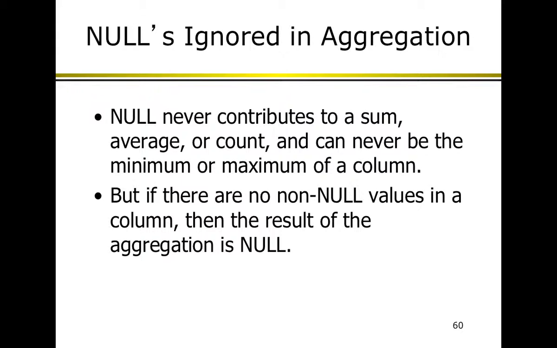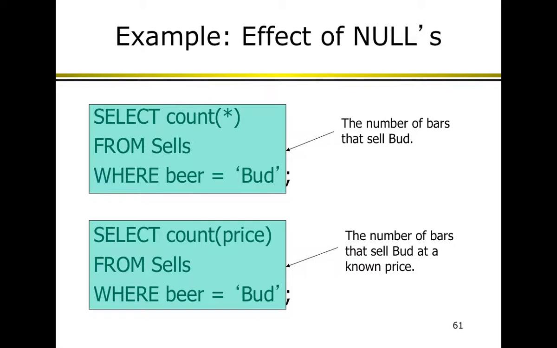NULLs are ignored in aggregates. So if I count up, like I was saying earlier in a sum, here's an example of what happens. If I select count star from sells where the beer is equal to Bud, that's the number of bars that sell Bud. And if I do count price, well, what if one of the prices is missing, or one of the prices is NULL? I'm going to get a different count. That's why people will do count star instead of counting a price or counting a name. If you count up how many of a particular column are there, you're most likely going to get a different count, not a different price, if NULLs are allowed. So you want to be careful with the NULLs.